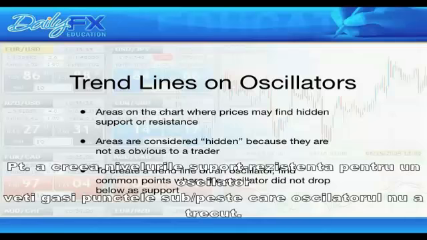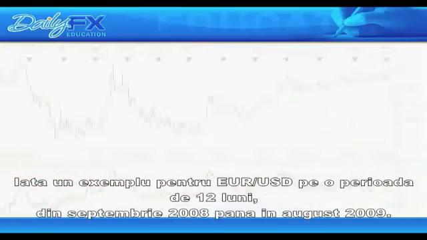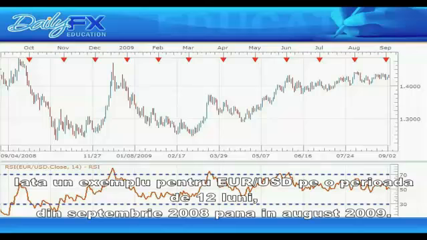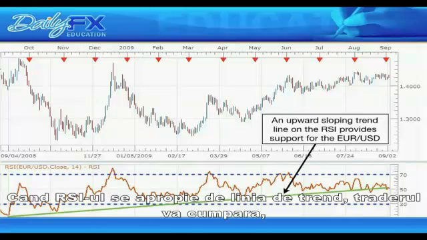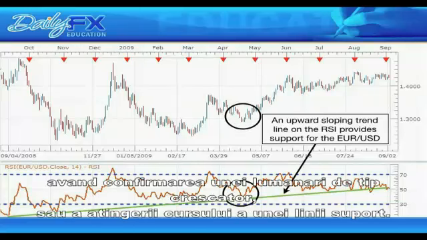To create the trend line on an oscillator, you find common points where the oscillator did not drop below as support. Here's an example of the euro-dollar spanning over a 12-month period from September of 2008 to August of 2009. The RSI was continually met with support by a rising trend line. When the RSI nears the support line, a trader could look to place a long trade, confirmed through a bullish candle formation, or touch of a support line in the price chart.